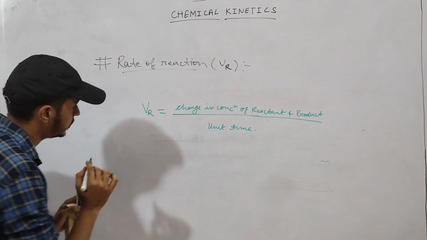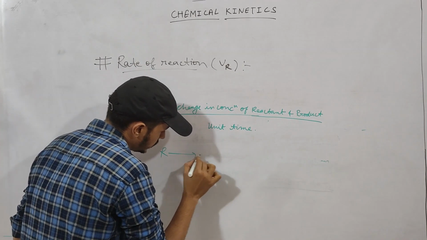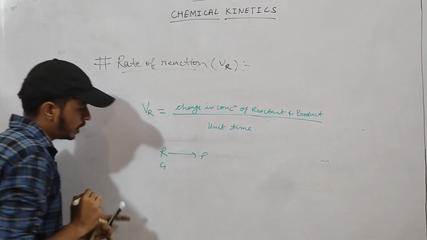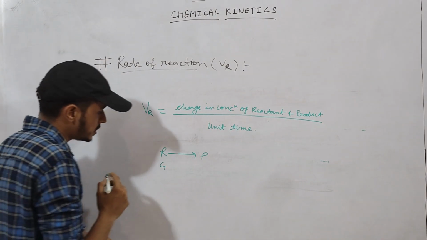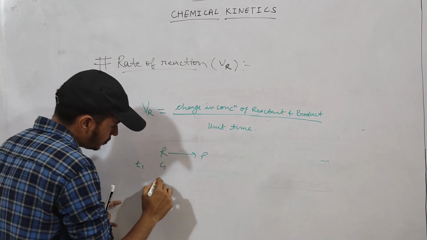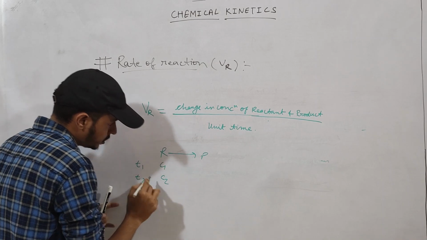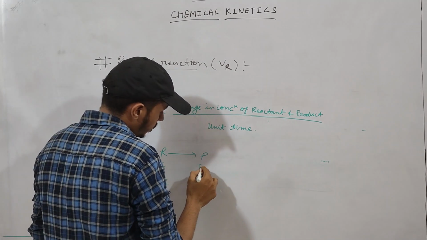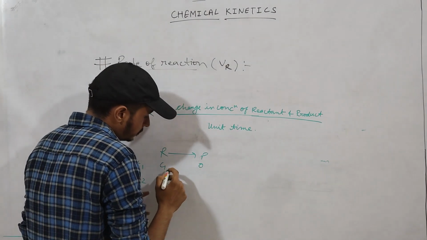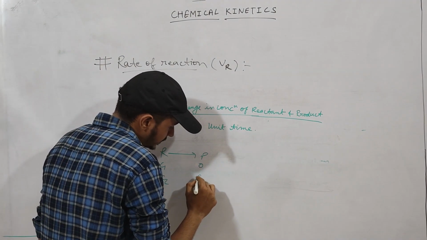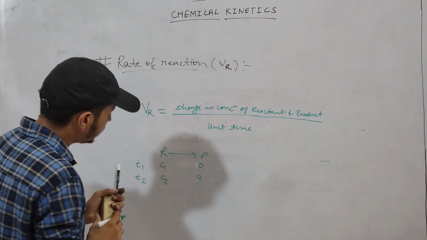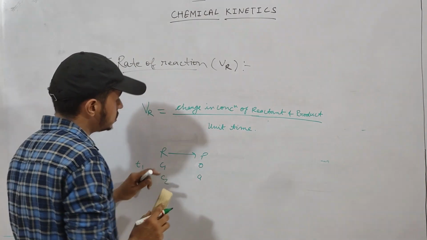Let's say a simple reaction, reactant converts into product. Let's say its concentration was C1. After a little time, its concentration changed to C2. At time T1 it is C1, and at time T2 it changed to C2. At the initial condition, product was 0. After some time, the product can become a value of, let's say, A. So after a time, this reactant converts completely into product. So this is the rate of reaction.